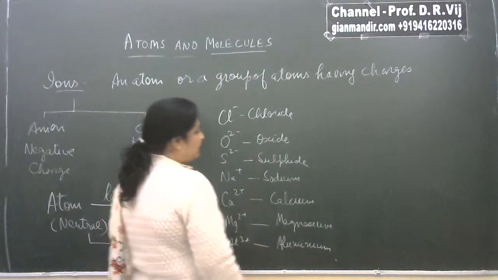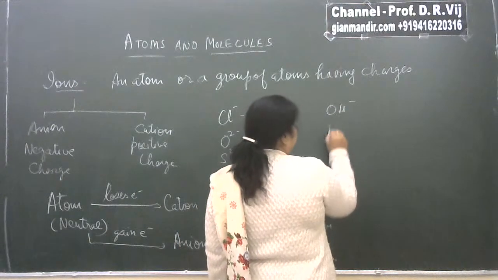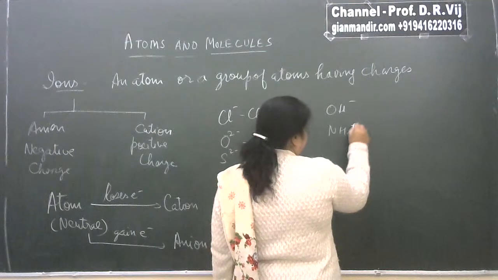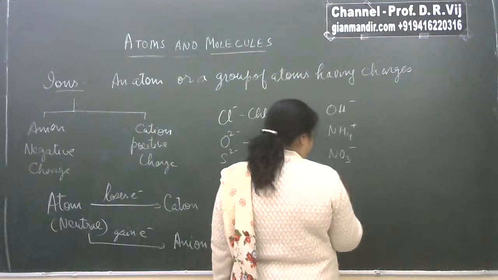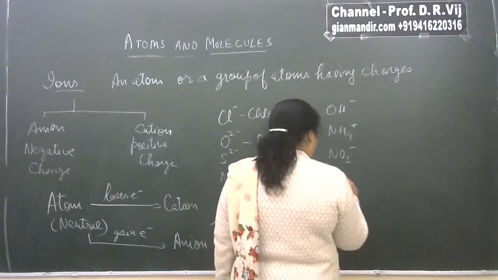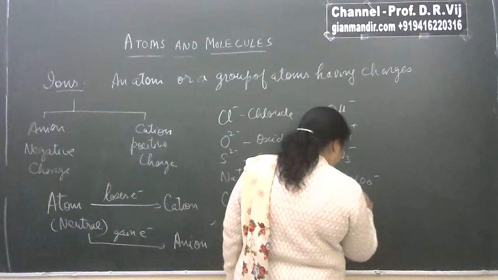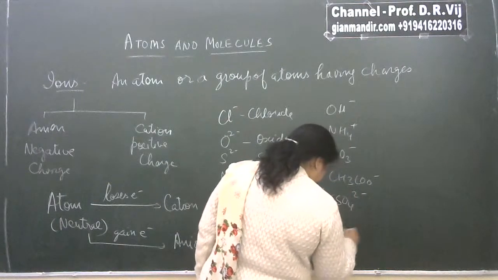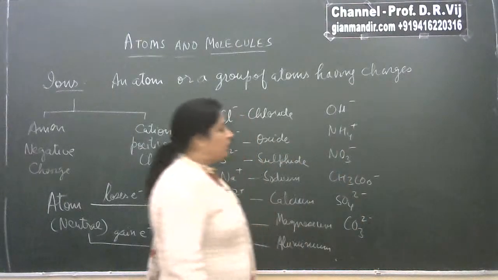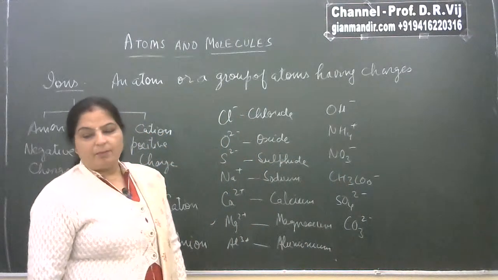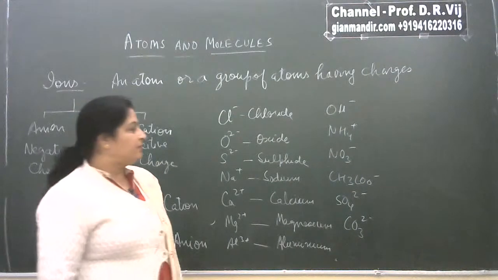On the other hand, if we talk about ions like OH⁻, NH4⁺, NO3⁻, CH3COO⁻, SO4²⁻, or CO3²⁻, all these ions are polyatomic ions as they have more than one atom.